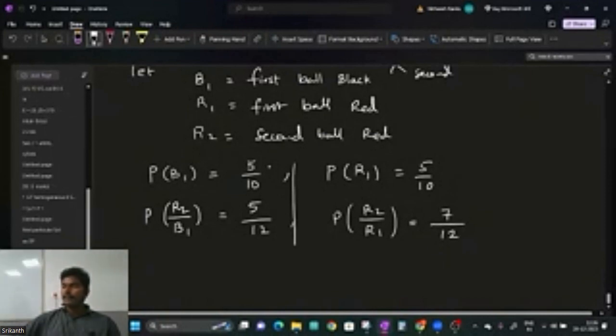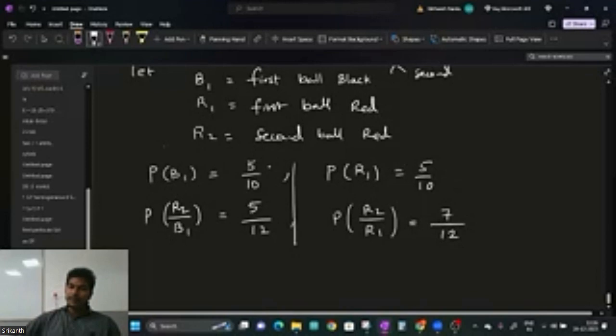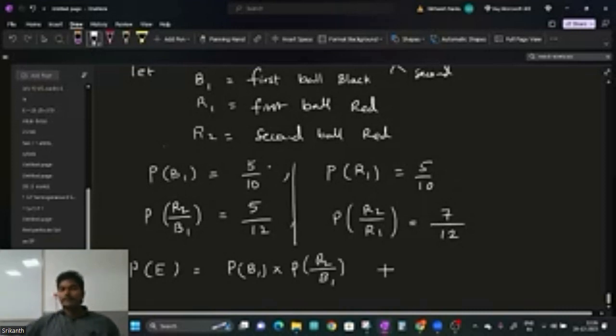Not only drawing B1 is a work. B1 and also in the second attempt you have to draw a red ball. That is a work. So the required probability E: P of E is equal to P of B1 into P of R2 by B1 plus. Why plus? Because or there is another chance. What is the other chance? You can draw a red ball at first and the second ball is also a red ball. Okay, understood?